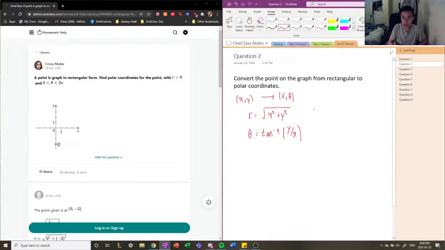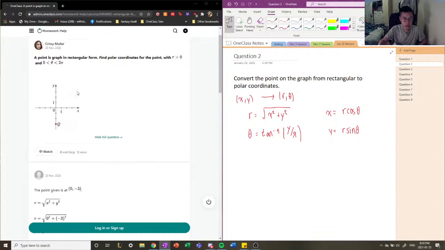And to go back, we can also use the formulas x is equal to r cos theta and y is equal to r sin theta. Okay, so you can use these formulas to go back to your rectangular coordinates. Yeah, so given the point on this graph here, Q, we have to convert this point to its polar coordinates.